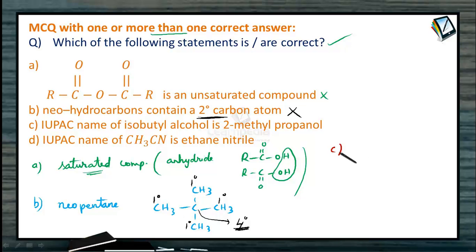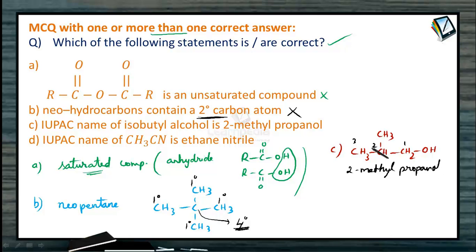Then for option C, the IUPAC name of isobutyl alcohol is... First let us write down the structure of isobutyl alcohol. This is the isobutyl group, and this is the OH group. And the IUPAC name of this particular compound becomes 2-methyl propanol.